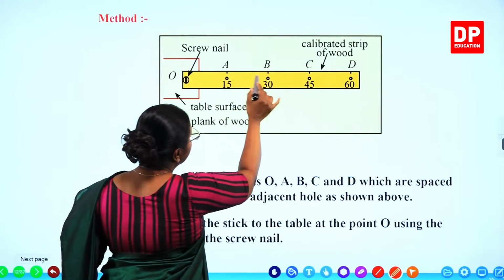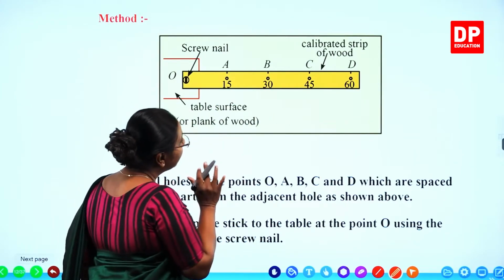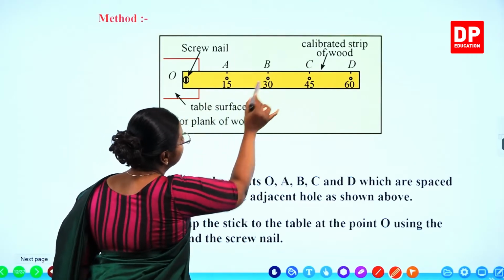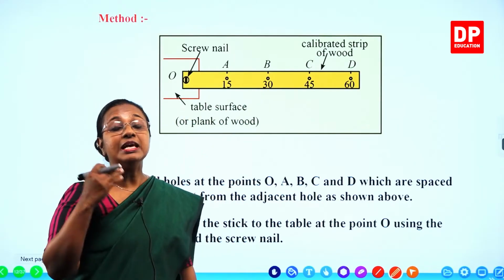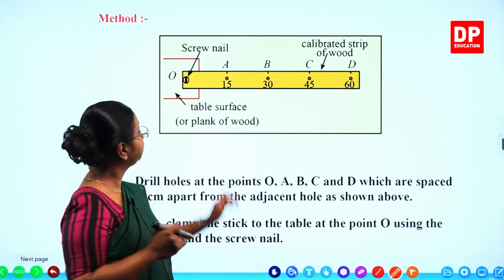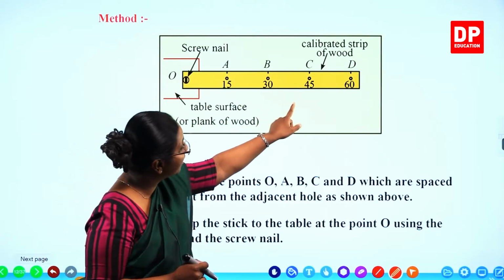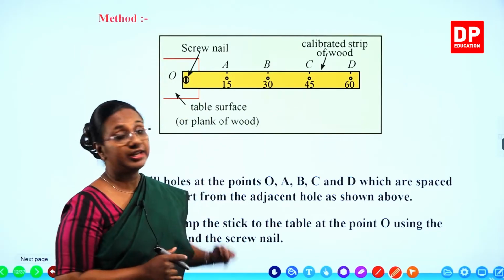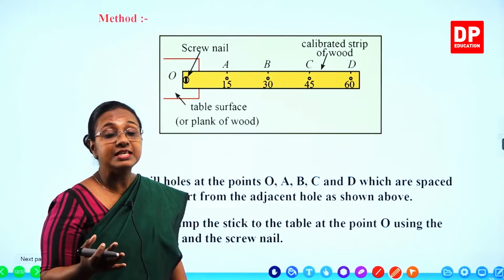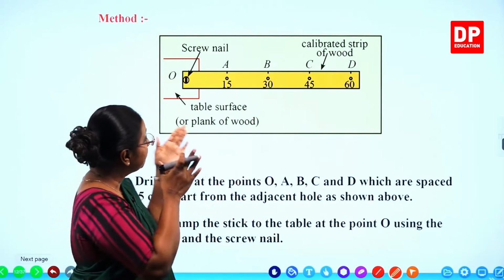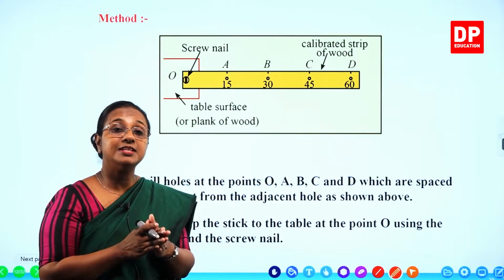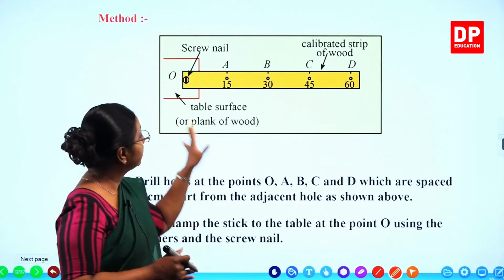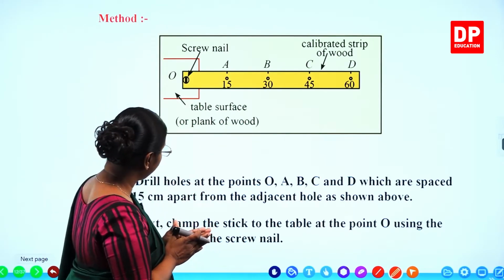Then from A to B, there is a space of again 15 centimeters. So the distance from the screw nail to point B is going to be 30 centimeters. Screw nail to point C is 45 centimeters, and screw nail to point D is going to be 60 centimeters. Between each point, there is a distance of 15 centimeters. That's how we have this strip of wood.